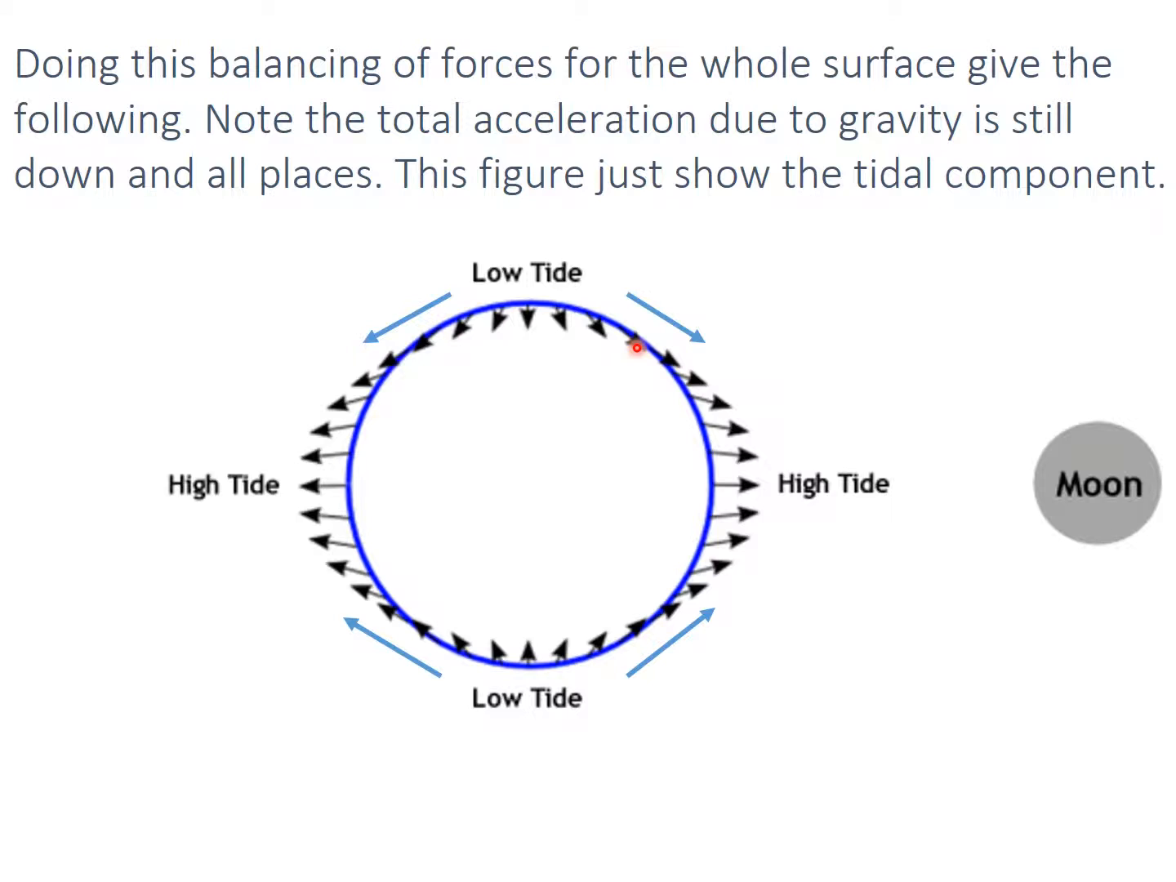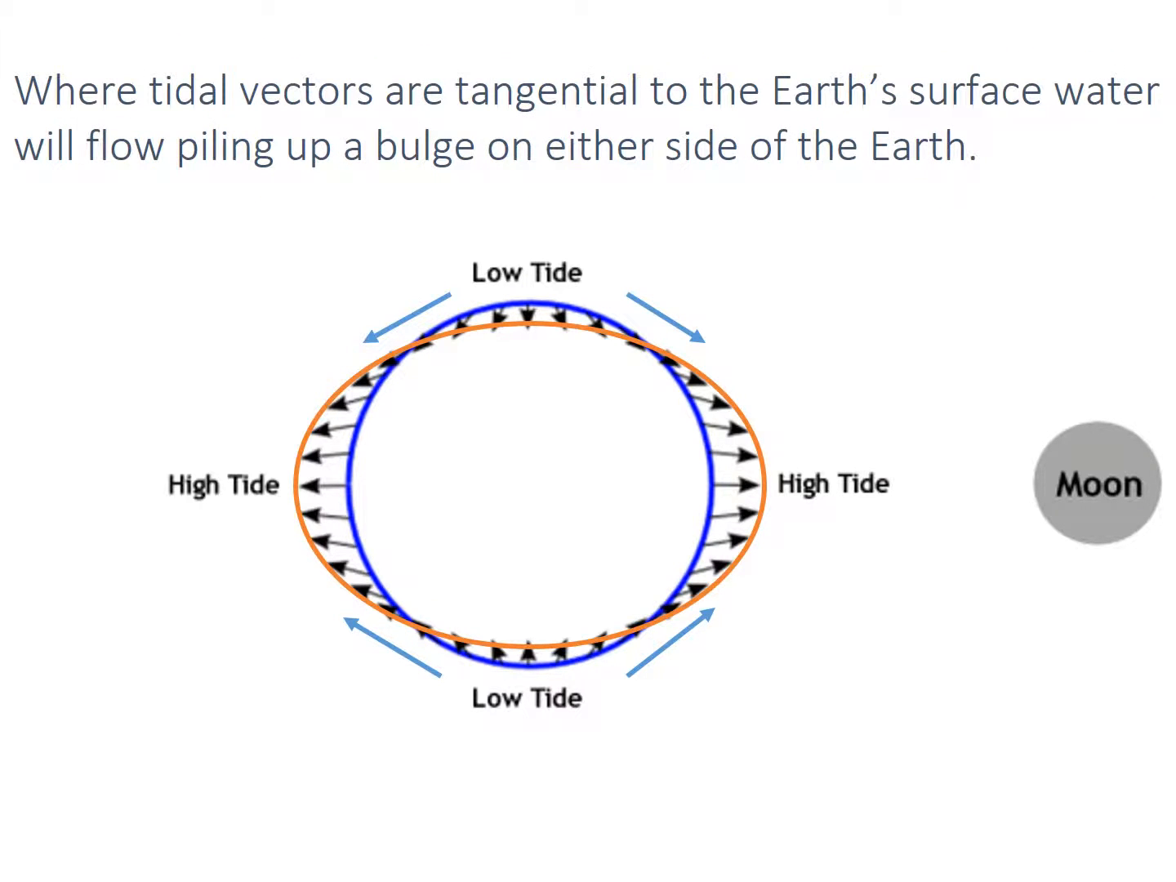So what's happening here is water is being dragged towards here, and towards here, and towards here, and towards here, and it's that horizontal movement of water that causes the water to pile up. Okay, and that's what's causing our bulge. Like that. Ta-da. So that's why we get a high tide twice a day. So as the Earth rotates, these bulges stay fixed relative to the Moon or to wherever the Sun is. And as the Earth rotates around, we experience a high tide, low tide, high tide, low tide, all that kind of stuff.